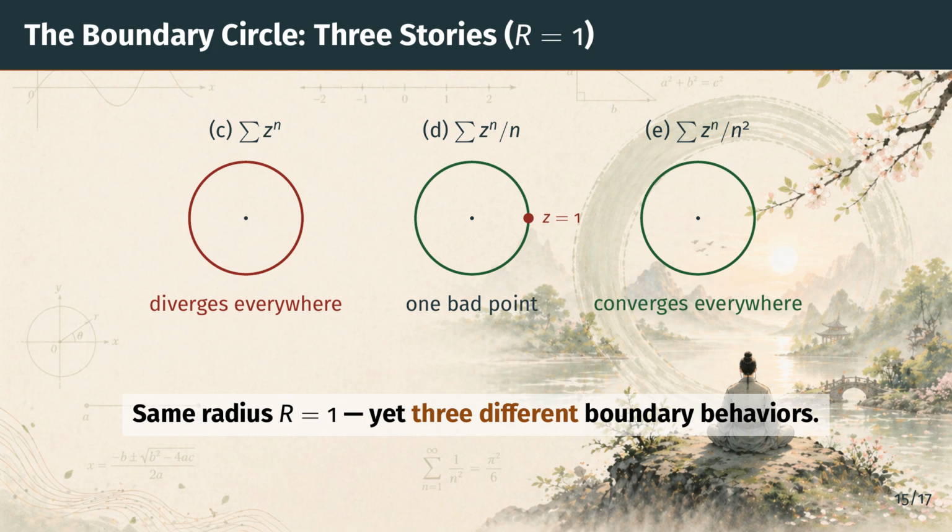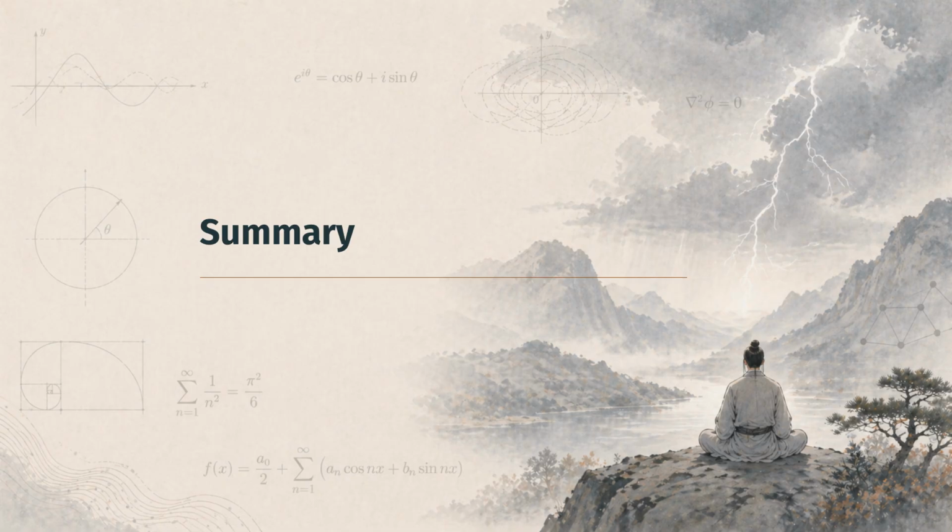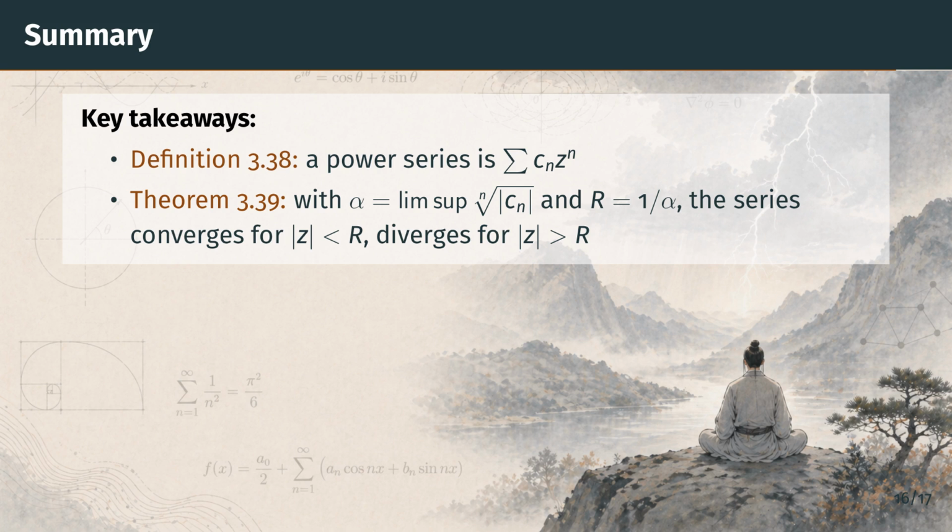Next, let's summarize. Let's gather the key ideas. First, a power series is an infinite sum of coefficients c sub n times powers of a complex variable z. Second, and most importantly, the radius of convergence r is 1 over alpha, where alpha is the limit superior of the nth root of the absolute value of the coefficients. Inside the disk of radius r, the series converges. Outside it diverges. This number is read directly off the coefficients with no reference to z.